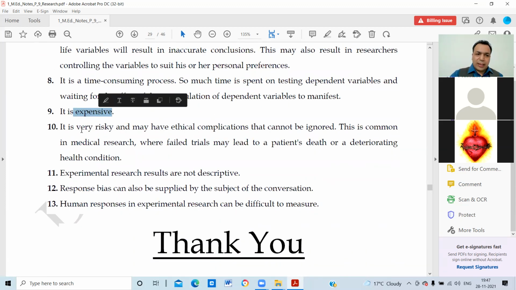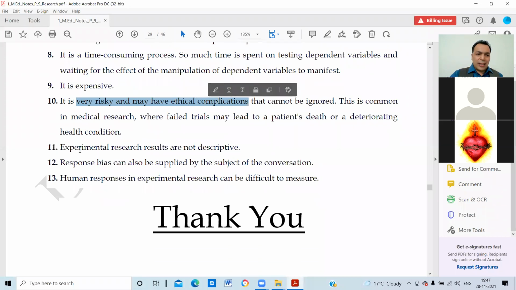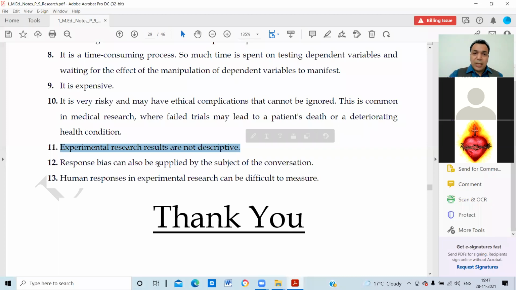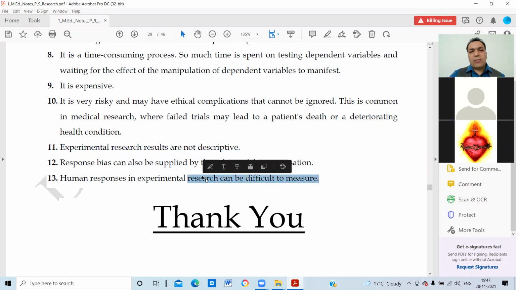It is expensive and very risky. Experiment results are not descriptive, because you not only have to define, you have to test on a person. Suppose you have developed one vaccine. You are not just writing that this is the vaccine I have developed for the coronavirus; you are actually giving that vaccine to persons to see the effect. Response bias can also be supplied by the subject. Human responses in experimental research can be difficult to measure, so sometimes it is difficult to measure.